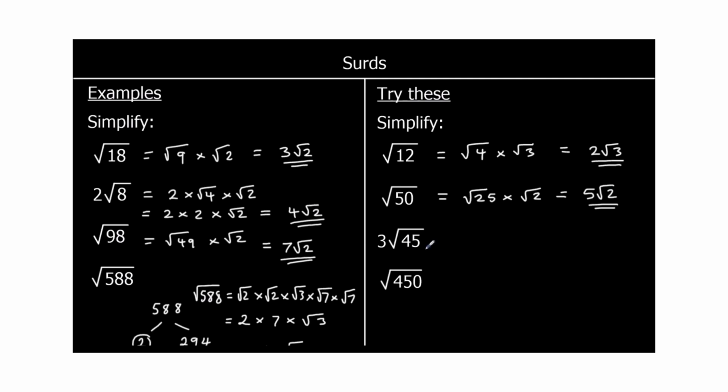3 times root 45. Root 45 has got 9 as a factor. It's in the 9 times table. So I can say I've got 3 times root 9, and 9 times 5 makes 45. So root 9 times root 5 makes root 45. And root 9 is 3. So I've got 3 times 3 times root 5, which is 9 root 5.